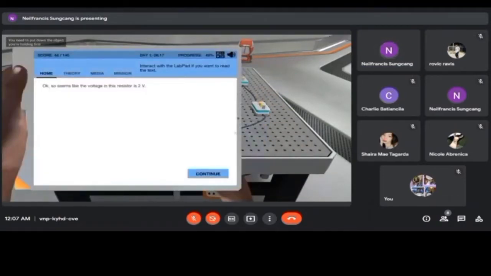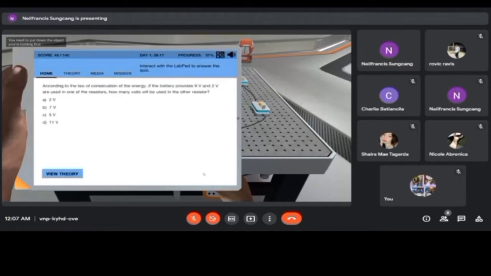Okay, so it seems like the voltage in this resistor is 2 volts. The voltage, current and resistance of each component in a circuit is based on the laws of conservation of energy and conservation of charge. They state that the total charge and the total energy are constant in any circuit. According to the law of conservation of energy, if the battery provides 9 volts and 2 volts are used in one of the resistors, how many volts will be used in the other resistor?